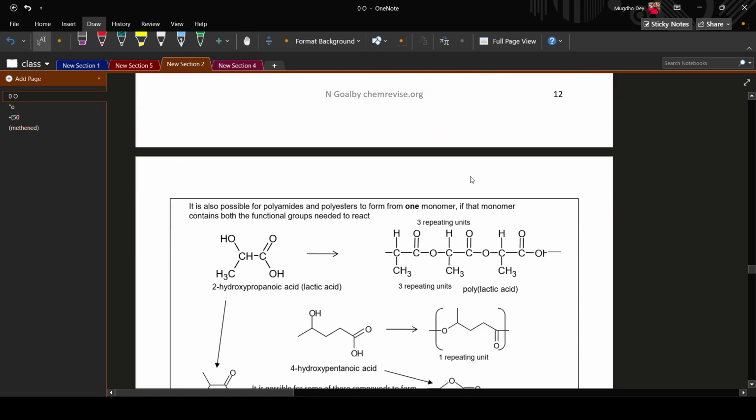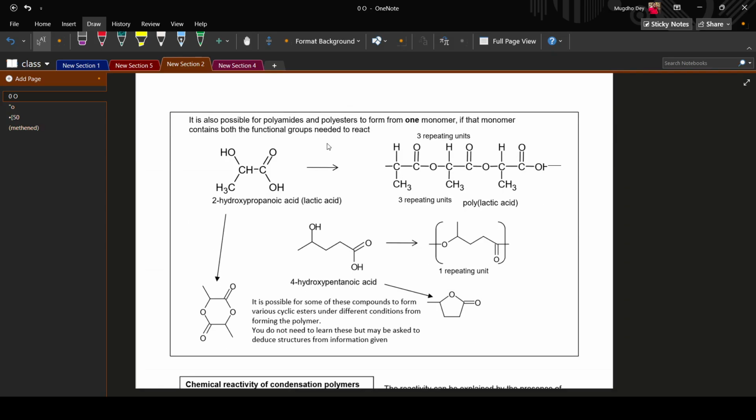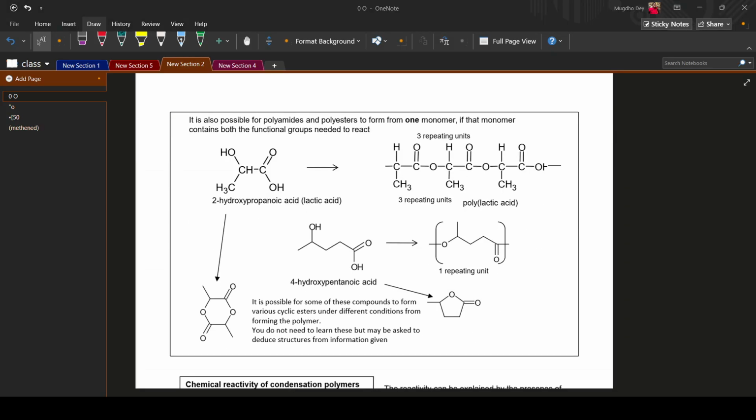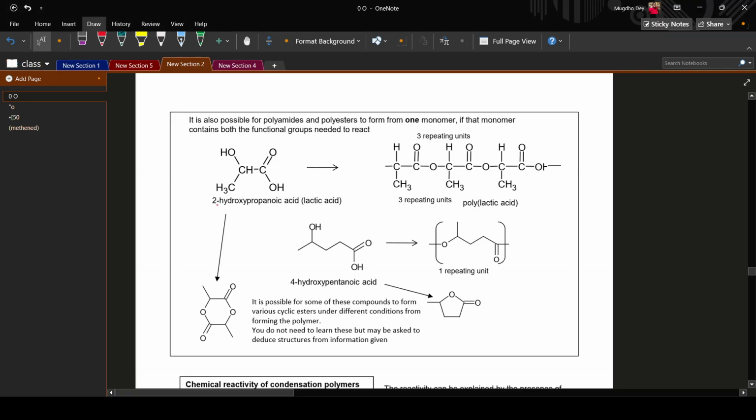So moving on to the next part, this one. It is also possible for polyamides and polyesters to form from one monomer if that monomer contains both the functional groups needed to react. So what they're trying to say here is that, for example, we have 2-hydroxypropanoic acid. You can see down here, more popularly, it is known as lactic acid. So we can clearly see we can use one monomer.